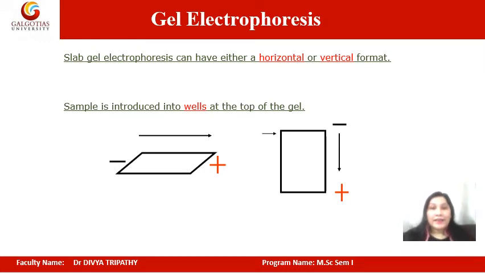See, this gel electrophoresis may be either of horizontal type or of vertical type. What is the difference between horizontal and vertical gel electrophoresis? You can see here, in horizontal gel electrophoresis, the movement of molecules is from the left-hand side to the right-hand side, right? And in vertical gel electrophoresis, the movement is from top to bottom.